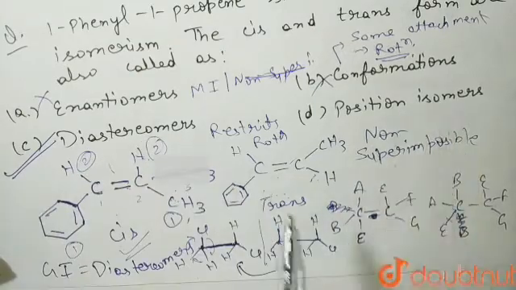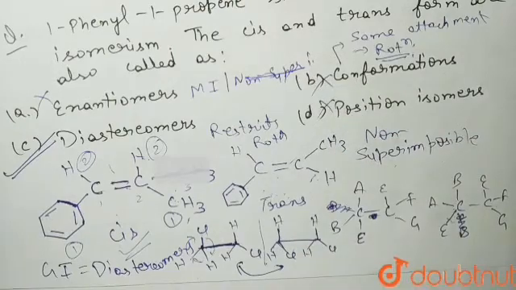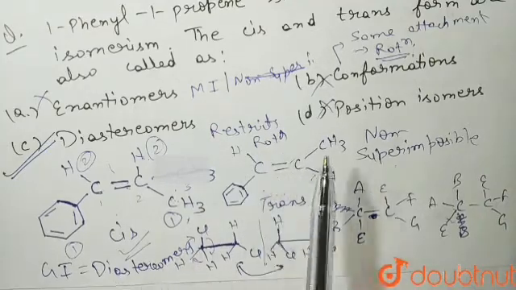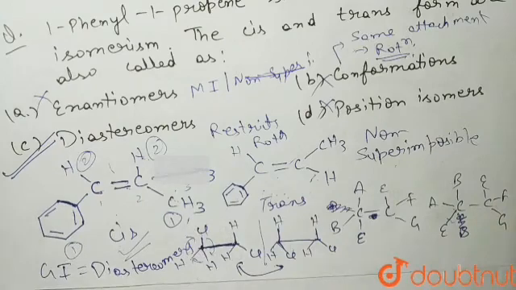Position isomers? No, they are not position isomers, because for that the position of the function group has to be changed. And here no function group is there. Right, only double bond is there. Alright, so thus your D is also incorrect. Your correct answer is C, that is diastereomers.